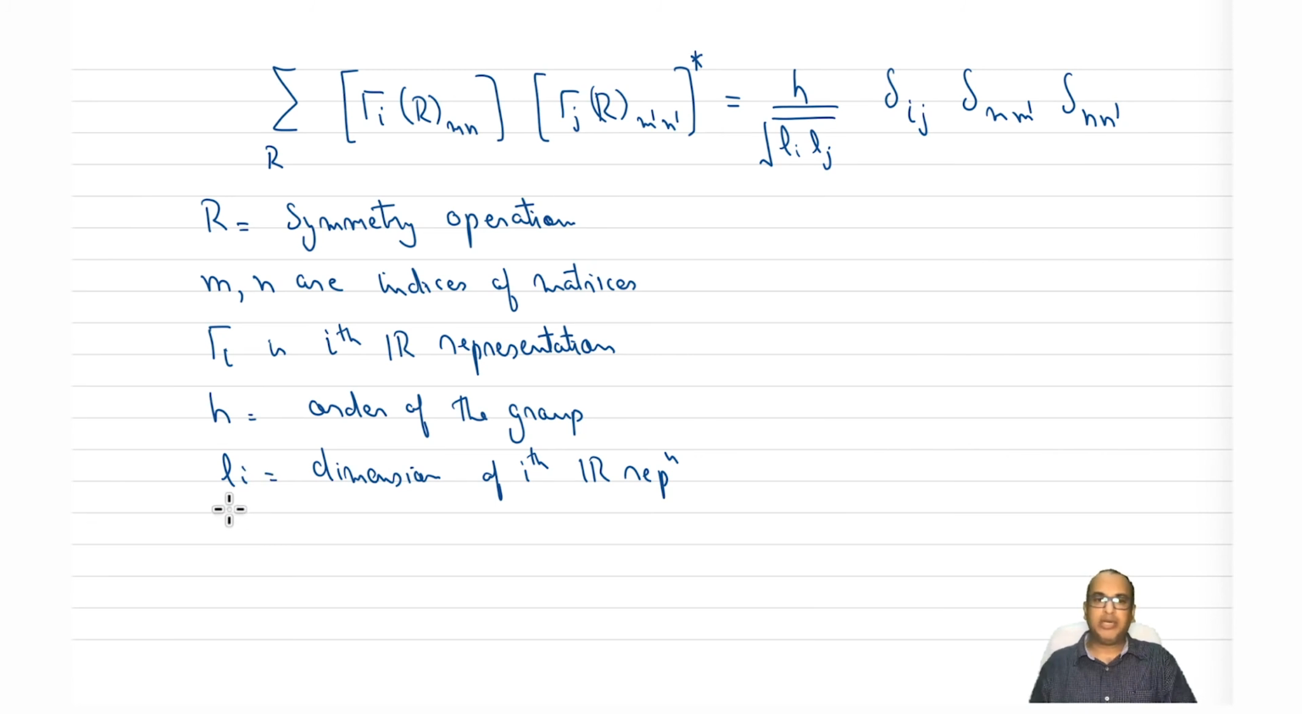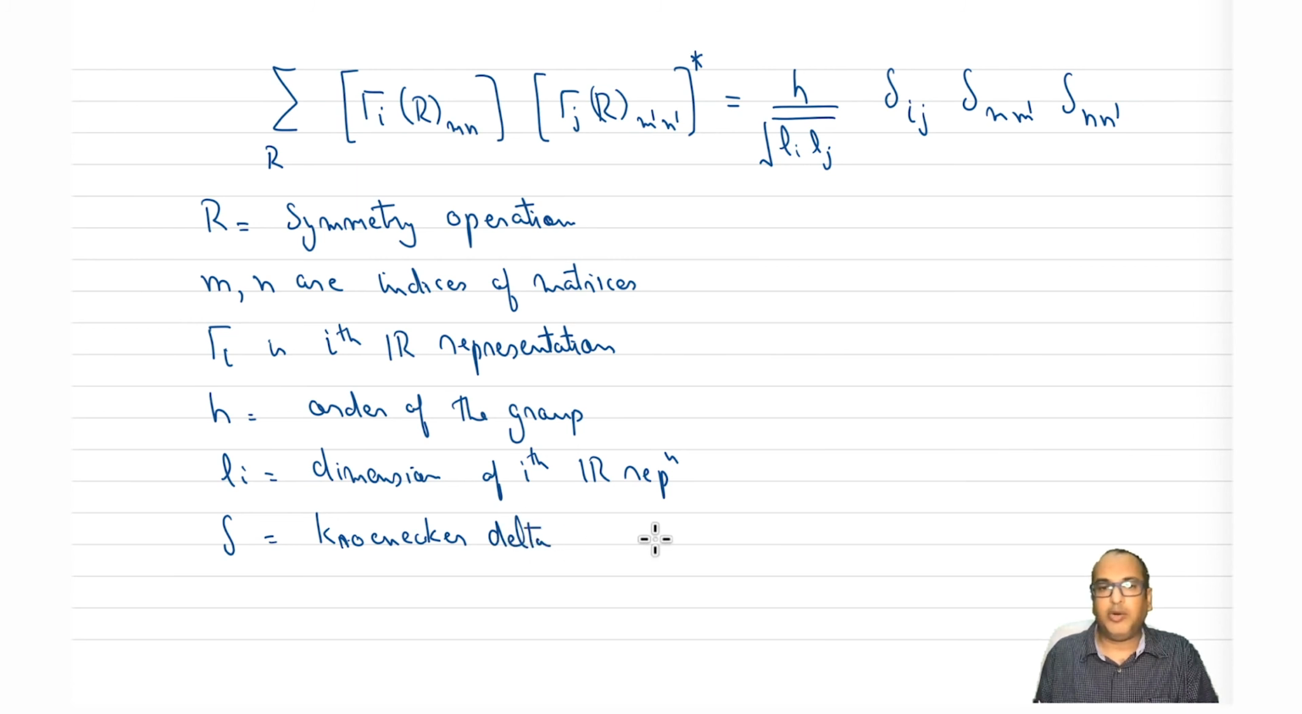What do you mean by dimension? Dimension means the size of the matrix. If the matrix is 1 cross 1, li is 1. If the matrix is 2 cross 2, li is 2, and so on. Okay, now deltas are Kronecker deltas. Delta is Kronecker delta. We all know what this means.